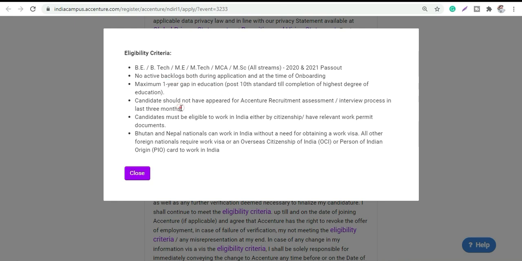Then in the last 3 months, if you have already appeared for any recruitment assessment or interview, for example, you attempted your interview and got rejected or you didn't get any reward in the last 3 months, then only after that can you apply. In the middle of this they won't consider you. And it is also relevant to assessments as well. You have given an assessment and you are rejected, or you didn't get any reward, and 3 months have passed, then only you can apply. Then candidates must be eligible to work. So these are very basic things. So these are the eligibility criteria, and yes, freshers can also apply.